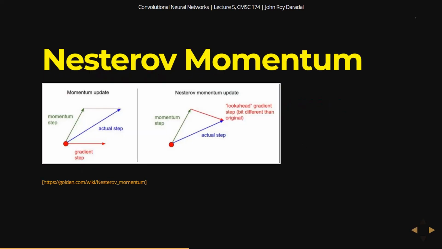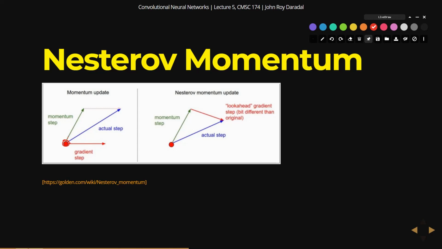So the difference is that for momentum, we did this, right? You're currently at this point, and then you compute the momentum step. So this is going in that direction. You compute the gradient step, so it's going in this direction, and then the momentum update will actually be somewhere in between, depending on the momentum factor also.